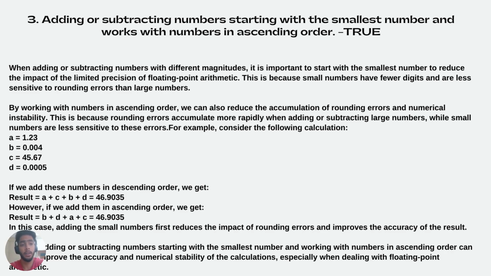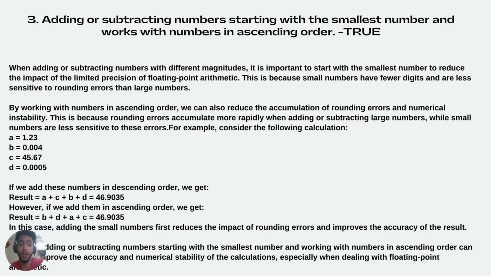So here we have: adding or subtracting numbers, start with the smallest number and work with numbers in ascending order. I would say that this statement is true because when we add or subtract numbers of different magnitude, it is very important to start with the smallest number to reduce the impact of the limited precision of floating point arithmetic. Because as we know, it's accurate till the fourth decimal place, and this is because small numbers have fewer digits and are less sensitive to rounding errors than large numbers. By working with the numbers in ascending order, we can also reduce the accumulation of rounding errors and numerical instability.